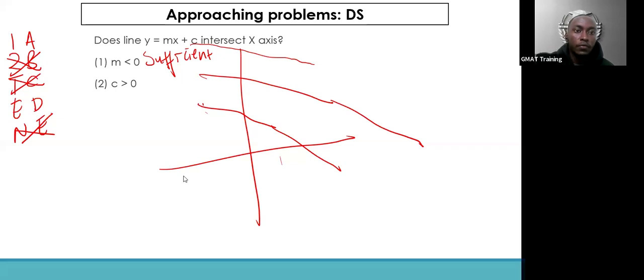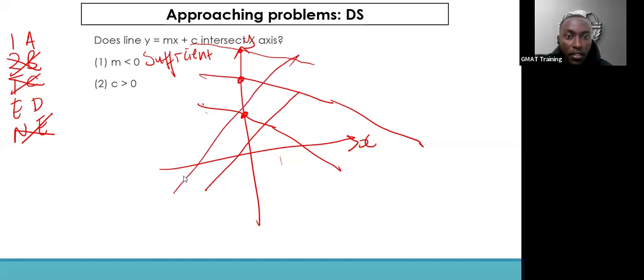Let's go to statement 2. The y-intercept is positive. If the y-intercept is positive, yes, for this line, it's positive, given this is the y-axis and this is the x-axis. Then yes, all these lines have positive y-intercepts. Also, we can have them being that way. These are positive gradients. So all these are positive y-intercepts.